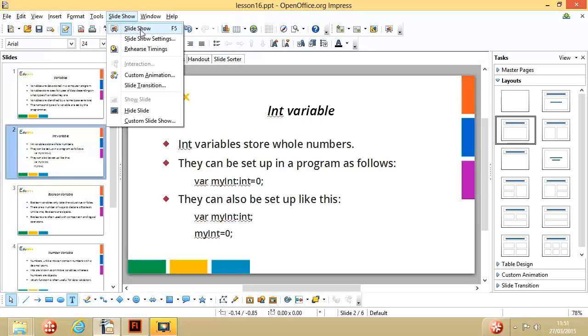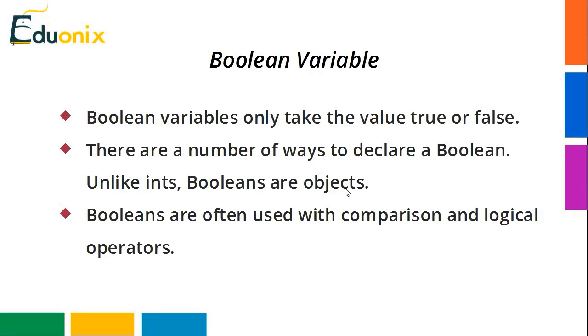I think I've said enough on ints for the moment. Booleans, I'm going to talk about that in another lesson. We've already come across it, in fact. It's a variable that can only take true or false. I'll just mention that Booleans are objects, unlike ints, and I'll talk a bit more about that in a minute.